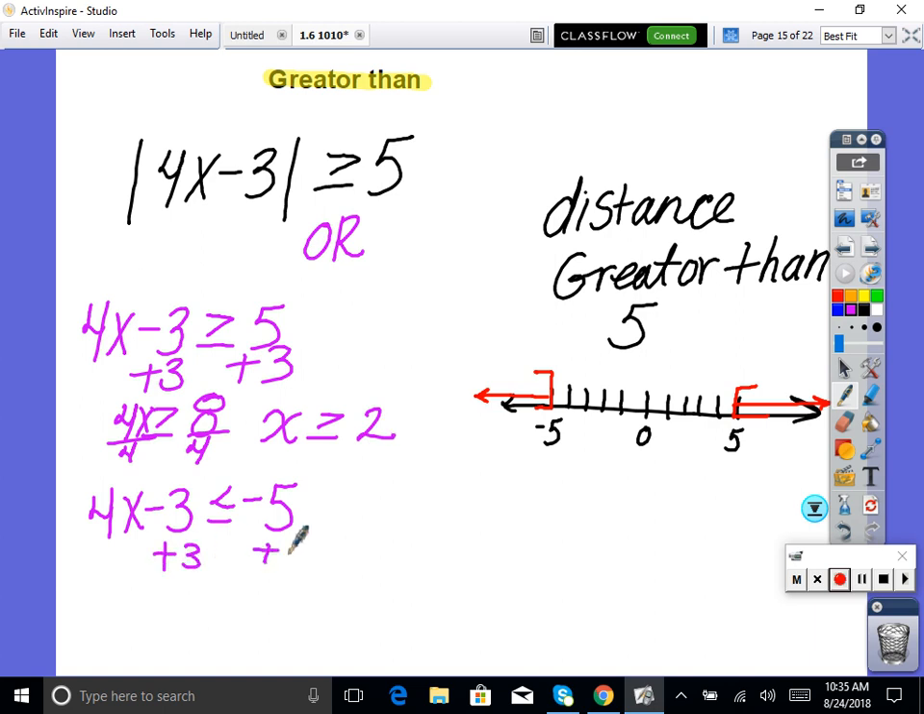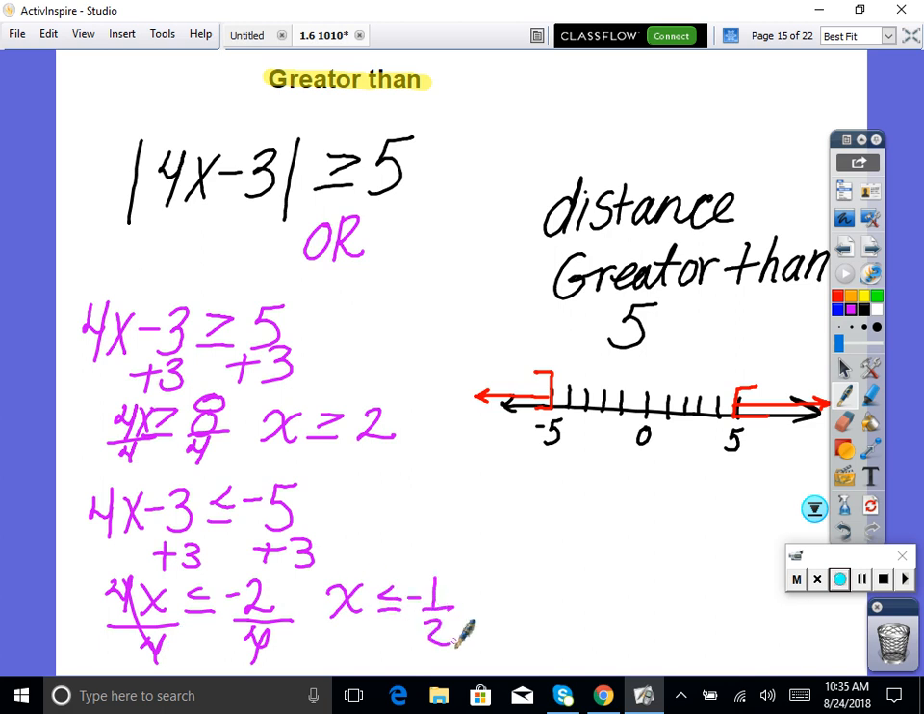Add 3. Did I do something wrong there? Sometimes I'm thinking ahead as I'm writing. Okay. 4x is less than or equal to negative 2. Divide by 4. Fractions are fine. So we have an x value less than or equal to negative 1/2.